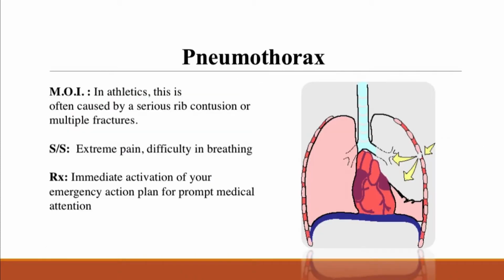Pneumothorax means air in the thoracic cavity, which is where the lungs are located. This cavity becomes filled with air from a rib fracture or puncture wound to the chest. The excessive air pressure collapses a lung. The athlete will experience pain, difficulty in breathing, and anoxia, which means low levels of oxygen. The management includes the implementation of your emergency action plan for immediate referral to a physician.